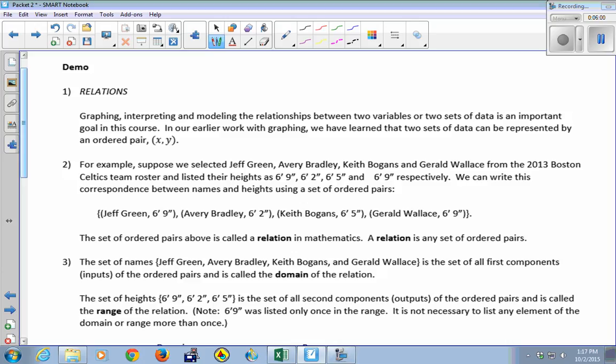Right? So we could write this correspondence between names and heights using ordered pairs. So the name will go in the X coordinate spot, and then the height will go in the Y coordinate spot. Jeff Green, comma 6'9", Avery Bradley, comma 6'2". So you get the idea.